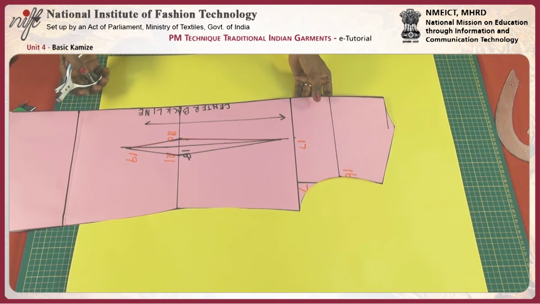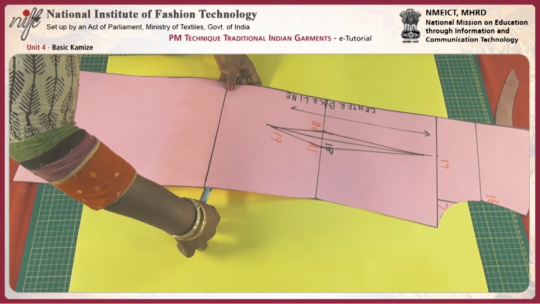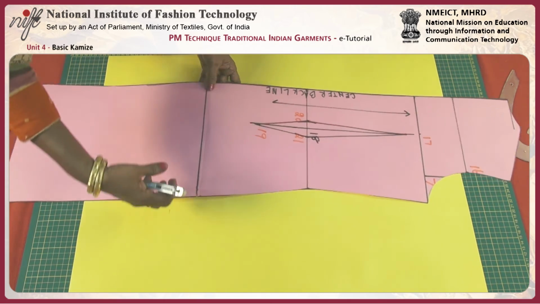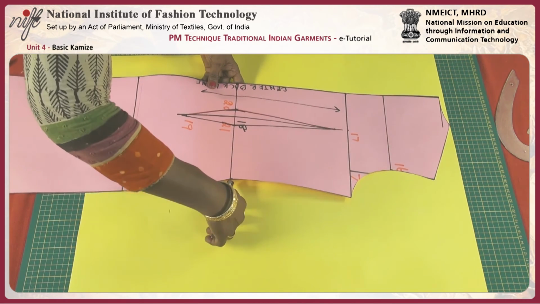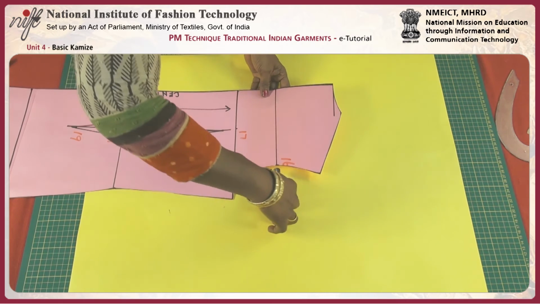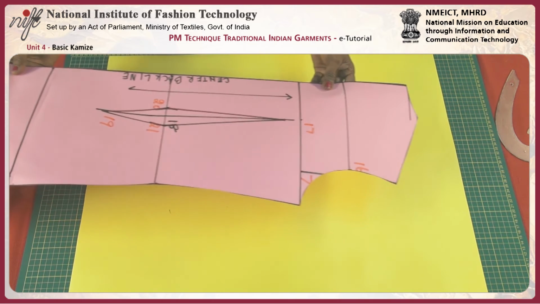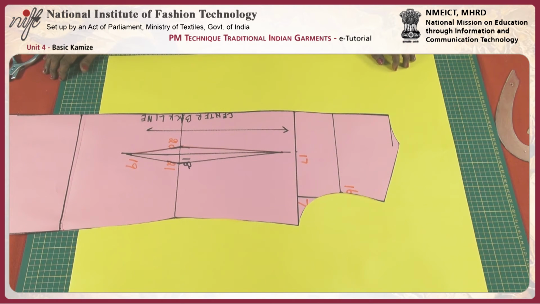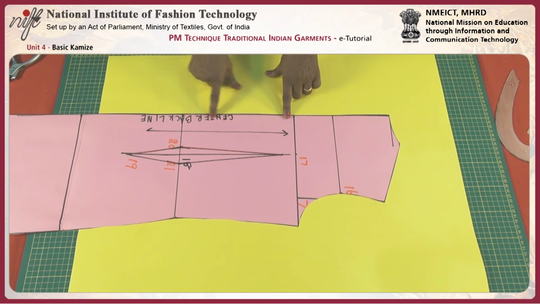Mark the notches of all the basic lines like hip line, waistline, across back line. The back kameez pattern is also ready with the notches and the outline cut. You must mark the grain line and mark the center back line and write the center back also.